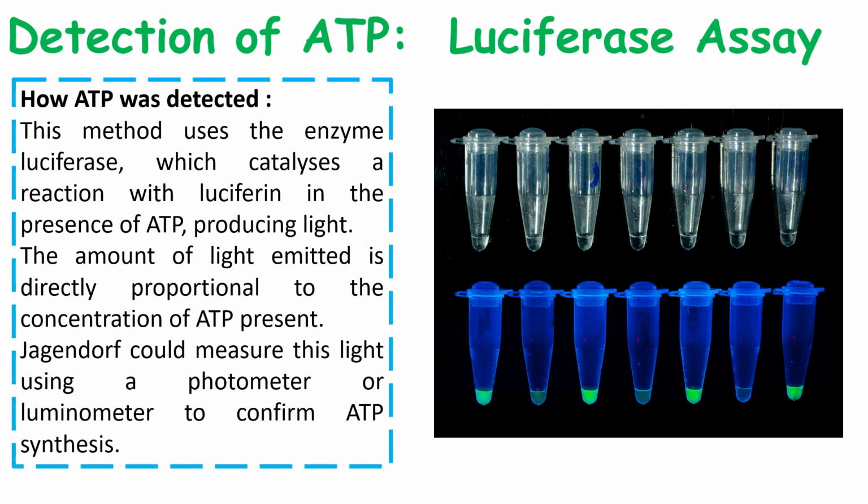Next, let's see how the ATP was detected. It used a method involving the enzyme luciferase, which catalyzes a reaction with luciferin. In the presence of ATP, it produces light. The amount of light emitted is directly proportional to the concentration of ATP present. Jagendorf could measure this light using a photometer or a luminometer to confirm ATP synthesis.